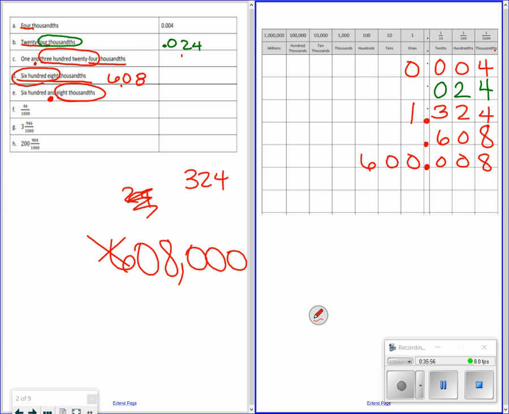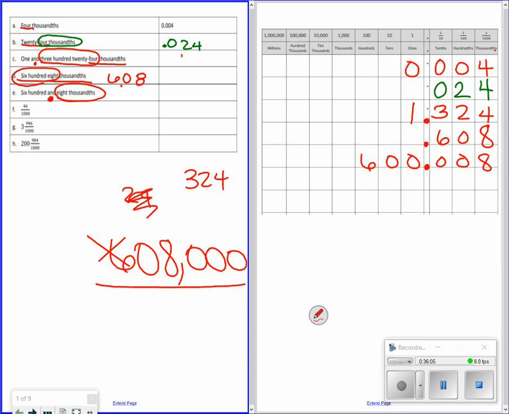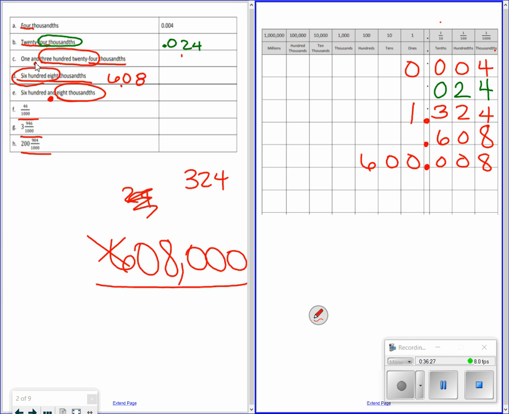So 608 thousandths. It is not that either. That's 608,000. Totally different. People started freaking out when they saw these. It's just a fraction representation of a decimal. Do you have fractions right here? They're right there on the top. Do 2. 46 thousandths.